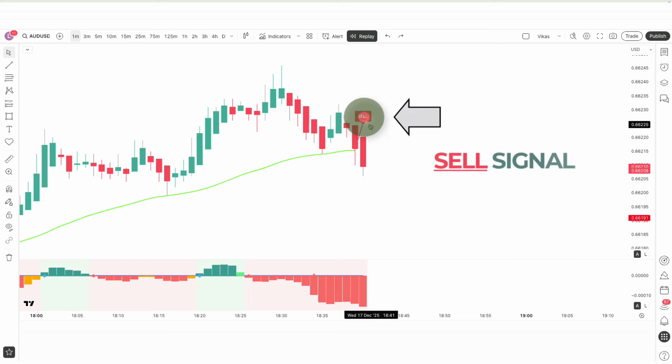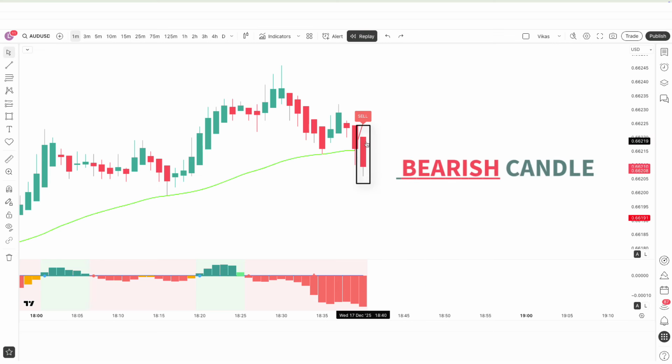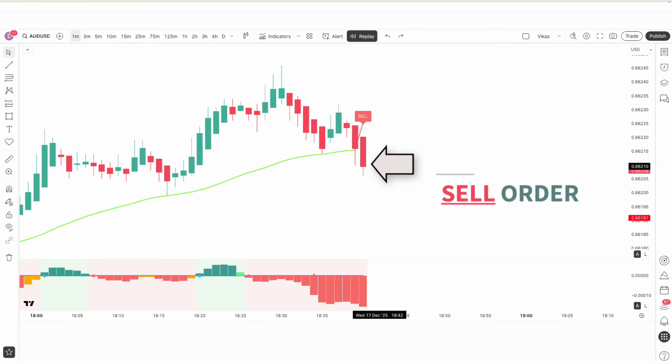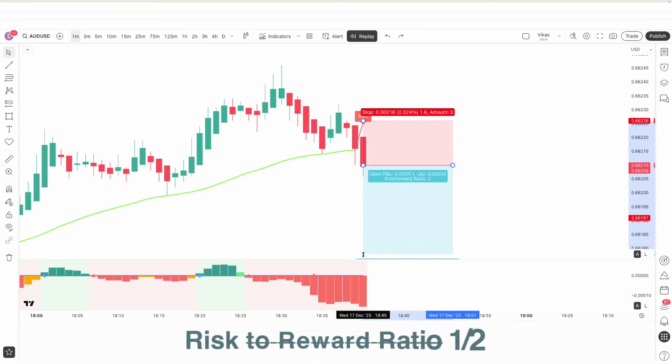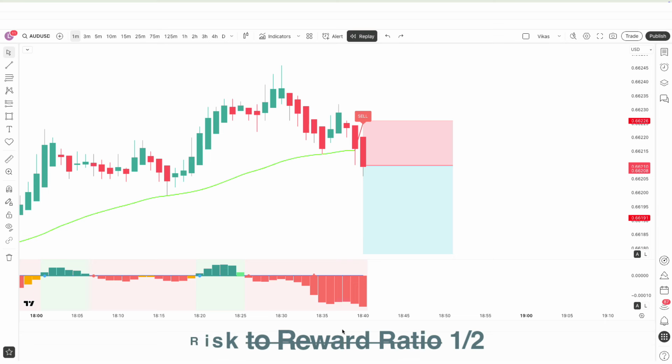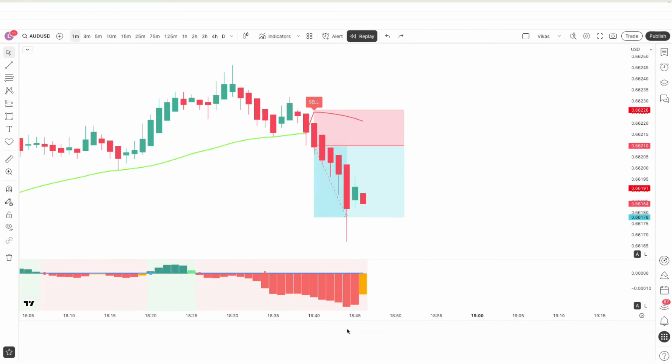Here, the SSL Trend Analyzer indicator gives us a sell signal. Here, the red columns of the Super Trend Oscillator are below the zero line. Here, the market has made a bearish candle to give confirmation. So all our conditions are being fulfilled, so we are placing an order to sell. Our stop loss should be at the red line, and the risk-to-reward ratio will be 1:2. We have won this trade. Let's find the next trade.